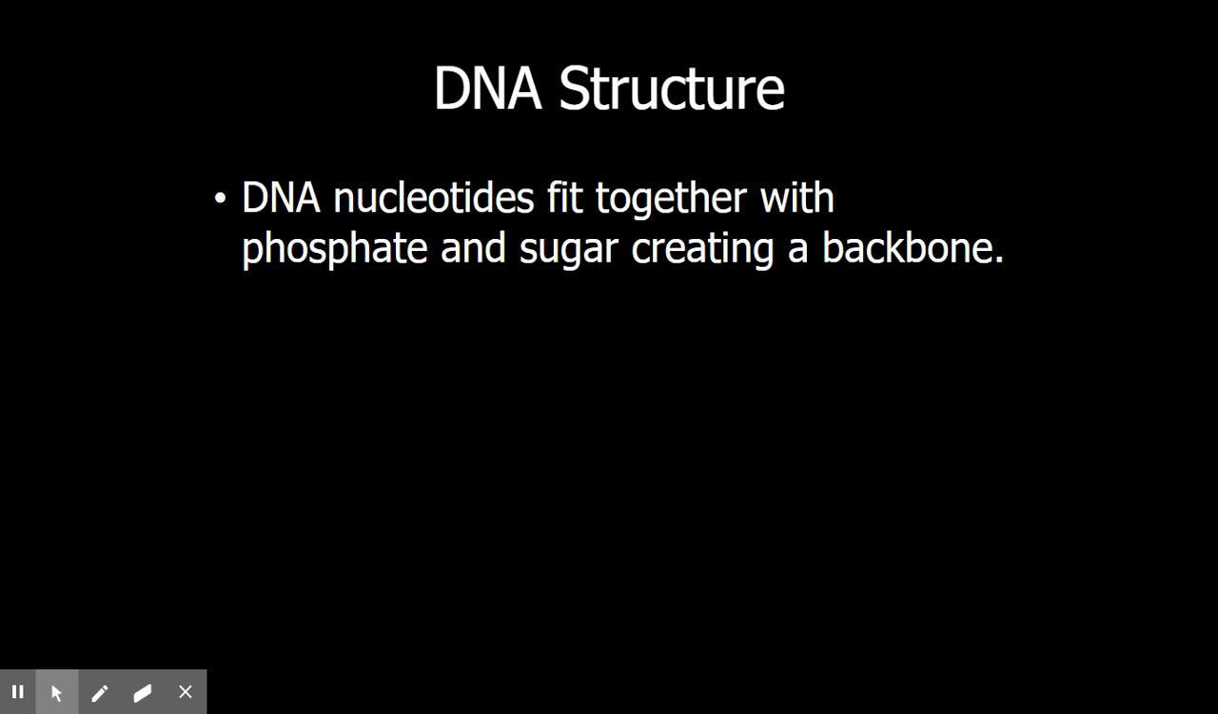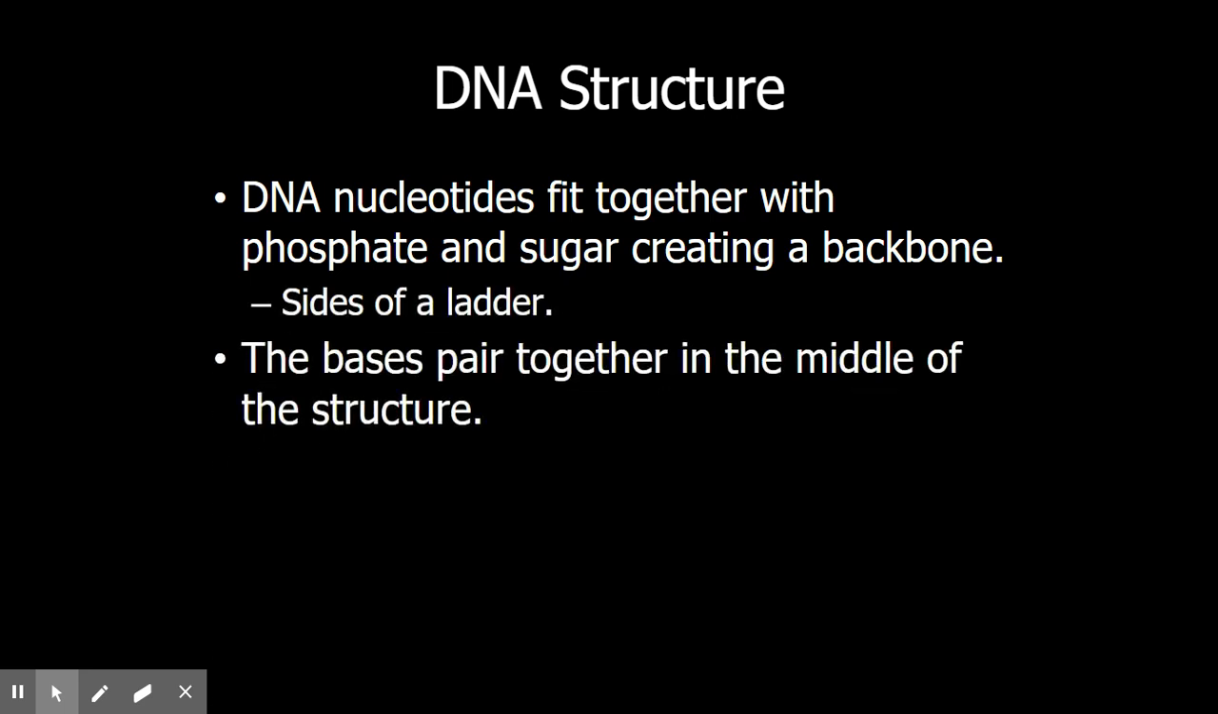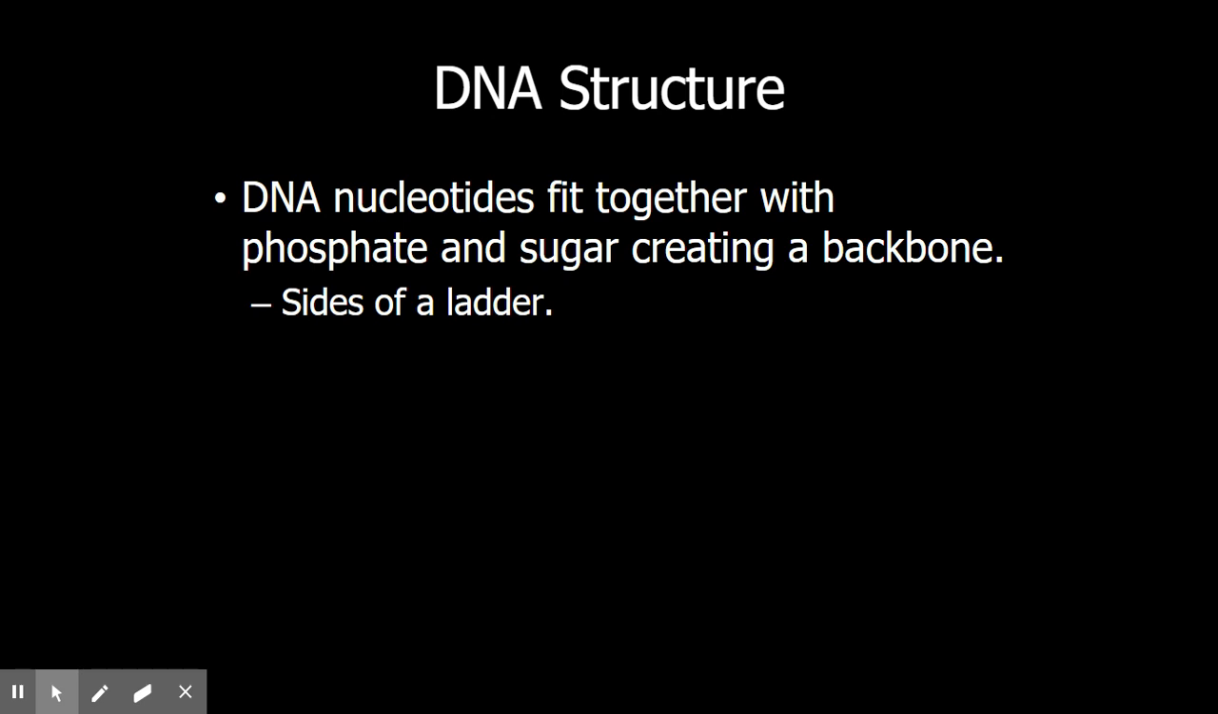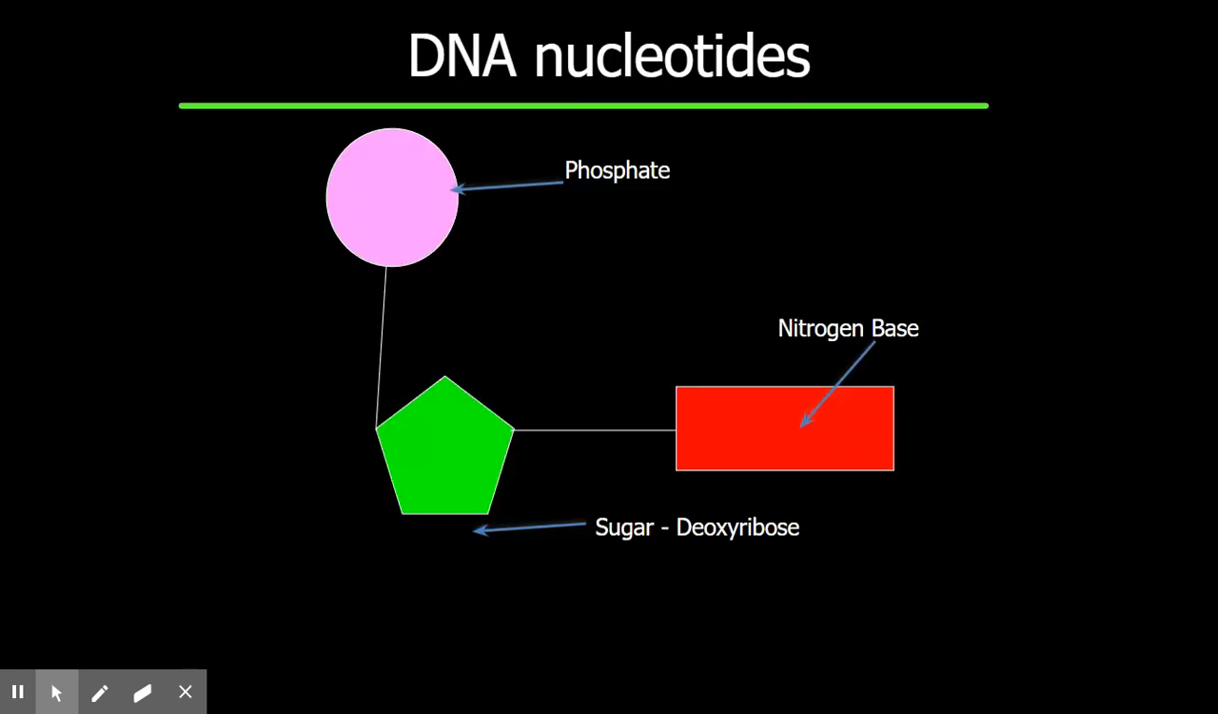So DNA nucleotides, they fit together with the phosphate and the sugar, creating the backbone, or what I would call the sides of the ladder. And then the bases, they pair together in the middle of the structure, creating the steps or the rungs of the ladder. Okay, so imagine this is one side of the ladder. If you were to flip this and put it on the other side, that would be the other side of the ladder. So in the middle, you would see 2 nitrogen bases, you would see another base here, and then on the side here, you would see another sugar and another phosphate.